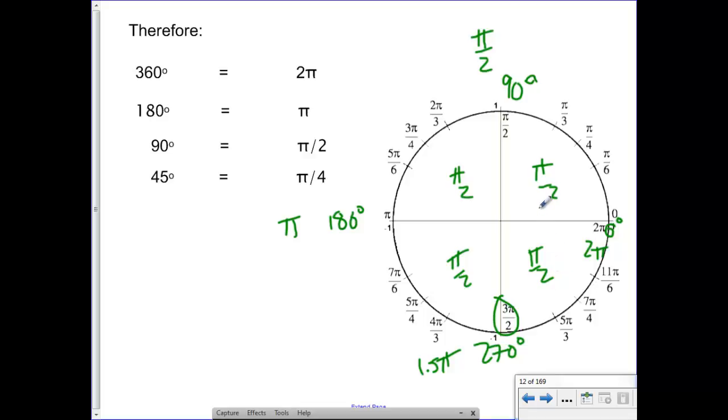What was 270? 270 is 1.5 pi, or 3 over 2 pi. Rather than working with decimal numbers, though, the convention is to talk about things in terms of how many pies there are.